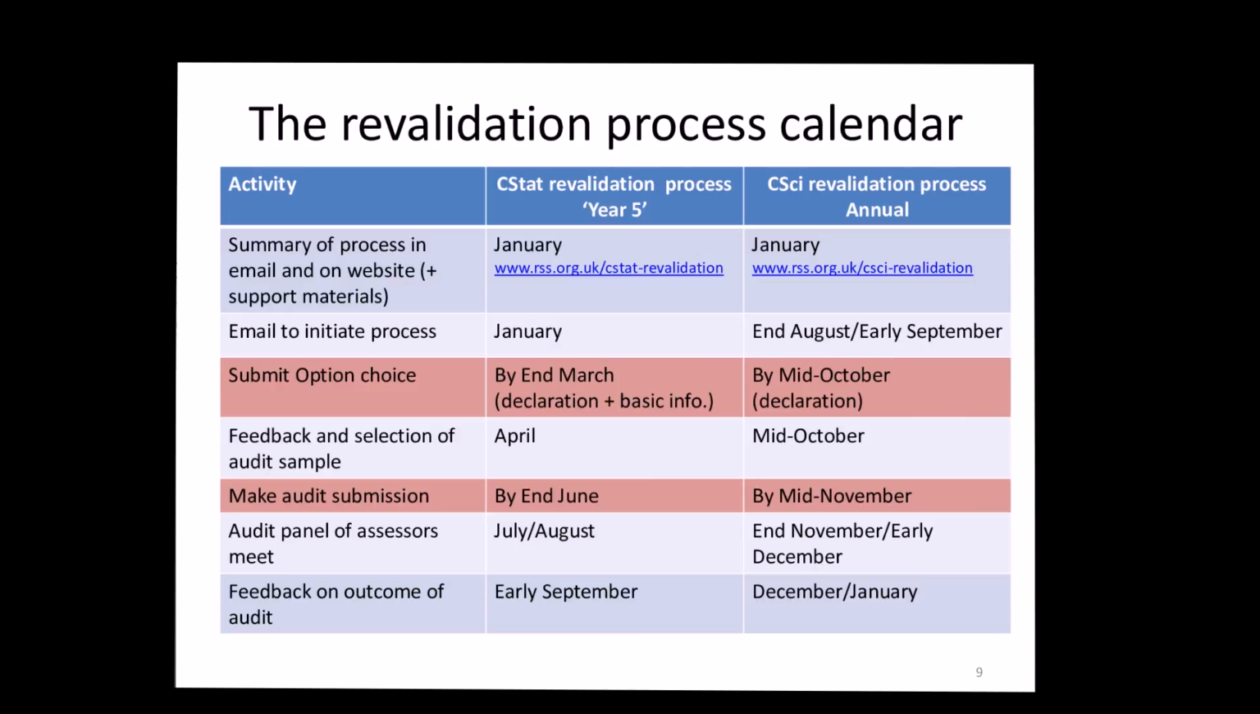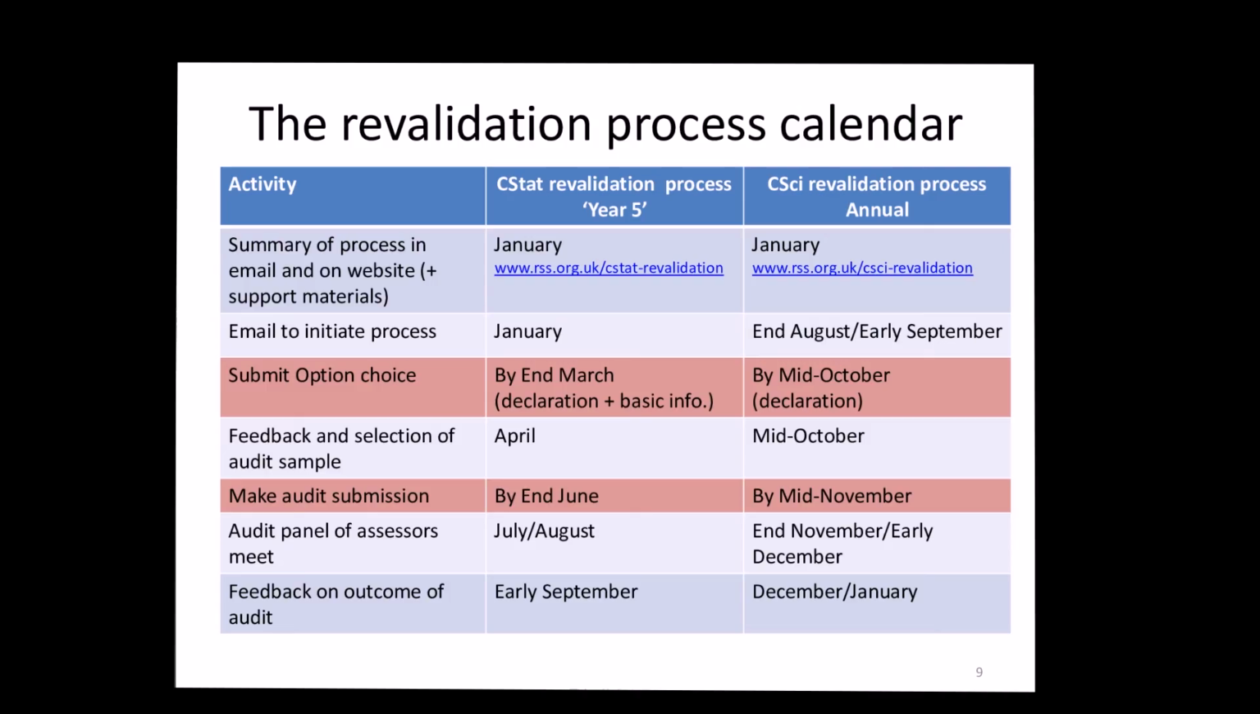Moving to slide 9, you will see a breakdown of the revalidation activities this year for those of you with a revalidation date of the 1st of January 2018. Note that the first column gives the list of activities in the revalidation process. The second column gives the dates for the process for the CStats who do not hold the CSci award and for whom this is year 5 of the 5-year revalidation cycle.